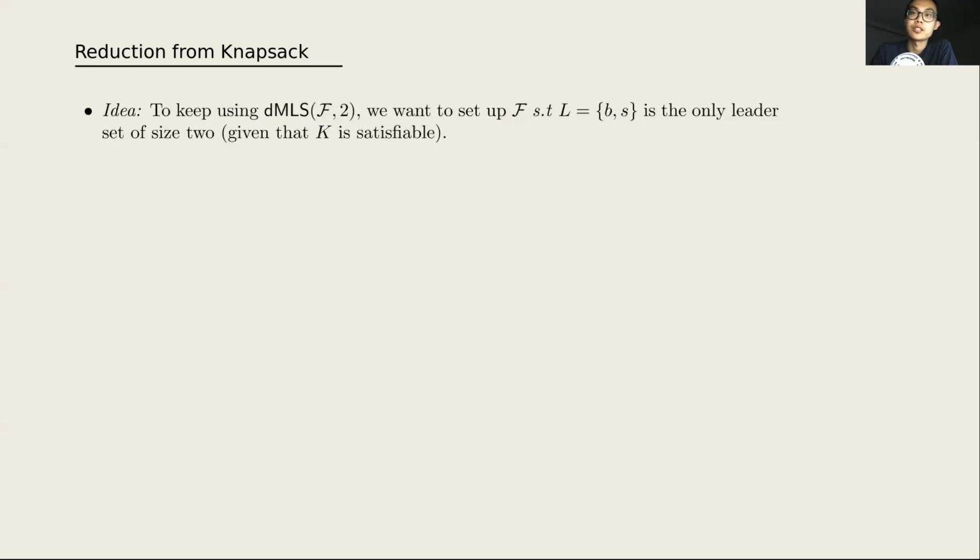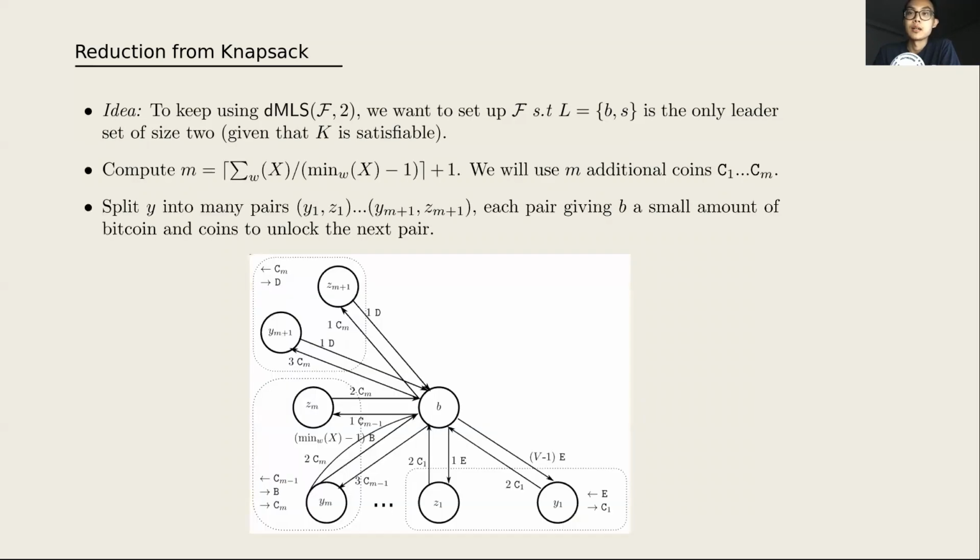So in order to keep using our DMLS strategy, we want to set up the flower graph such that if the leader set is size 2, then it has to be B and S, given that our knapsack instance is satisfiable. So how we can do that is first we'll compute this value M, which is defined as the ceiling of the sum of all weights of all items divided by the minimum weighted item minus 1. And then we'll create M additional cryptocurrencies, which we call C1 through CM. Then we want to split our previous Y node into many pairs, which we just call Y1, Z1, all the way up to Yn+1, Zn+1.